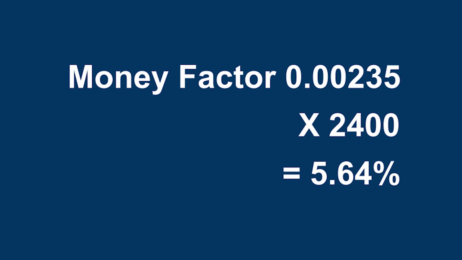So what you're going to do is take that money factor and multiply it times 2,400. And when you do that, you can now see you're being charged somewhere around a 5.64% interest rate. And based on where interest rates are at the time, you'll be able to determine if that's high or low. And I strongly recommend you do this math right in front of the salesperson so at least they have an idea you know what's going on.